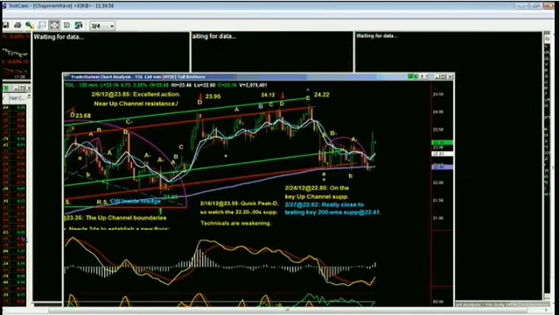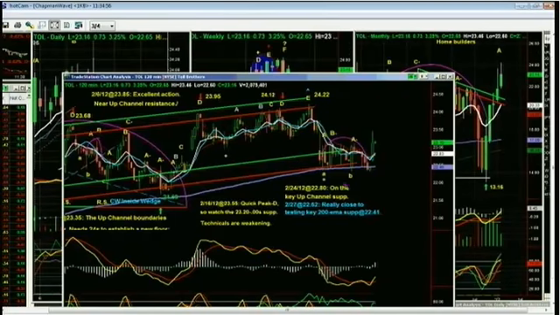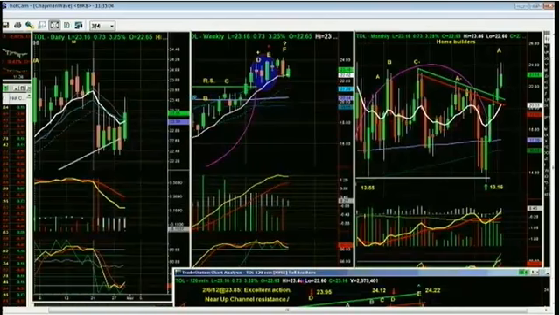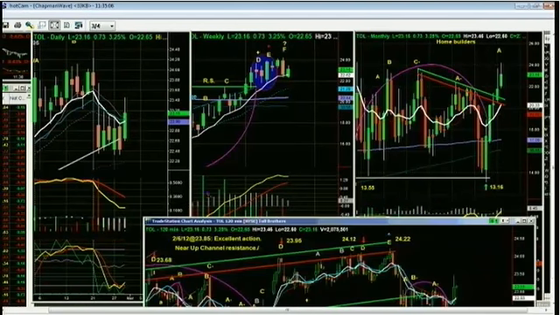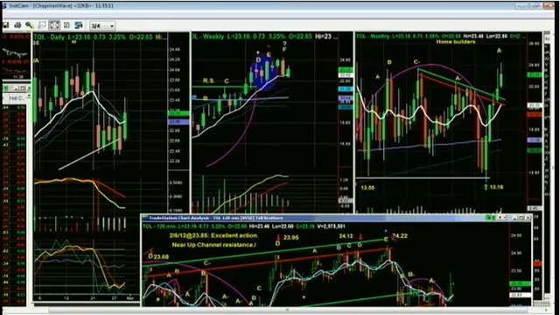Toll is up 73 cents at 23.16, trying to get back into that mini up channel in the 120-minute chart. The daily, well, if they can hold, that's going to be very important. But I'm a little concerned about the weekly charts as they're starting to tip down. But so far, that is good action.